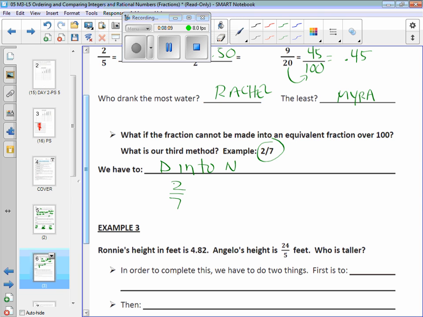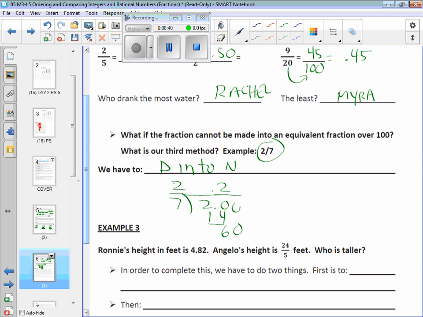Well, let me ask you this. 2/7. Who's outside the house? Who's inside the house? Smiley. Okay, so I'm going to put 2 in, but then do you remember what I have to do? Right. And it just becomes long division. 7 can't go into 2, but it goes into 20. How many times? At least 2 times.